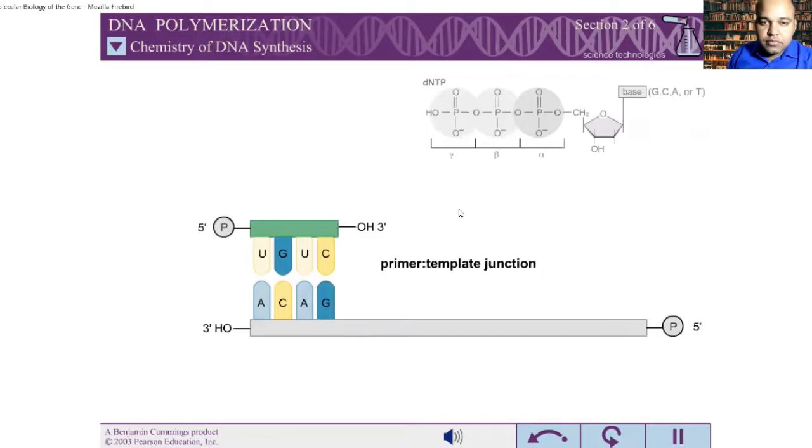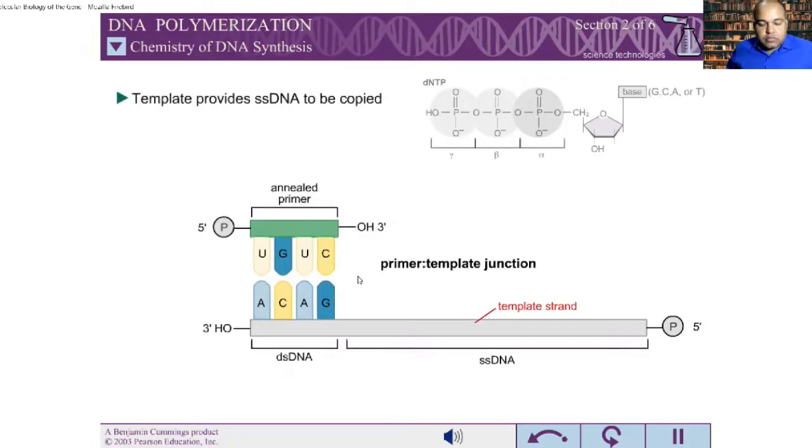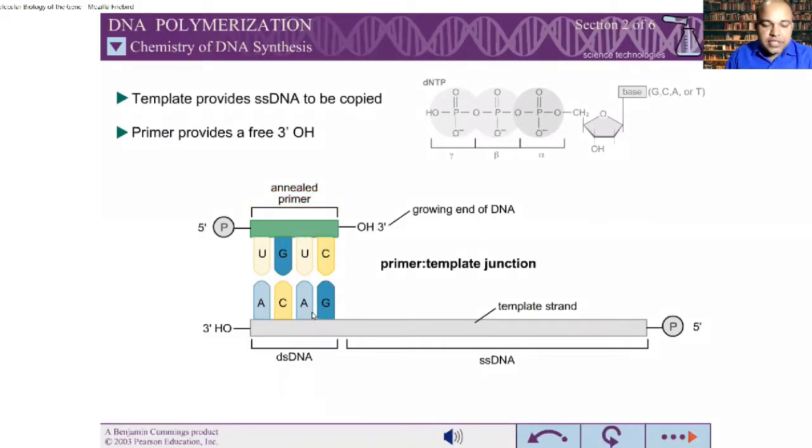The primer template junction has two key components. The template provides the single-stranded DNA to be copied. The primer provides a free 3' hydroxyl at which a dNTP can be added. So there is the primer template junction. The template is a single-stranded DNA which would be copied in the form of the daughter strand. This template acts as the parental strand, and a newly synthesized strand is produced against it through the growing 3' hydroxyl group.